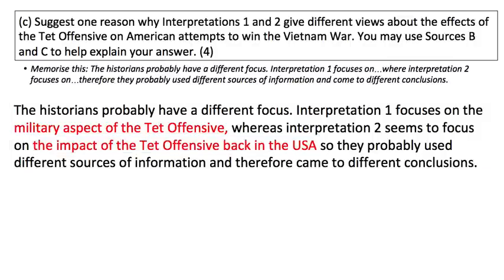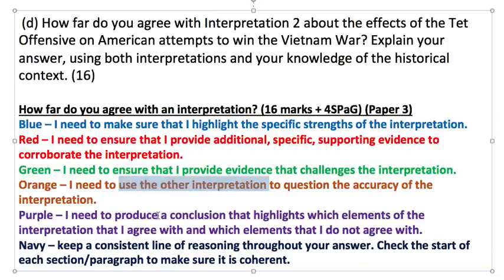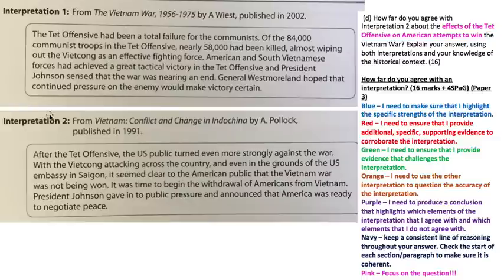And finally, in my epic video, we come to the interpretations and the sort of things that you need to do. So the first thing I want to highlight that's so important, you need to have used both interpretations. It does ask you how far do you agree with interpretation 2, but it's really important that you also use interpretation 1. Second thing, you have to focus on the question. It doesn't say how much do you agree with interpretation 2 generally. It says how much do you agree with the parts of interpretation 2 that help you to assess the effects of the Tet Offensive on the American attempts to win the Vietnam War.